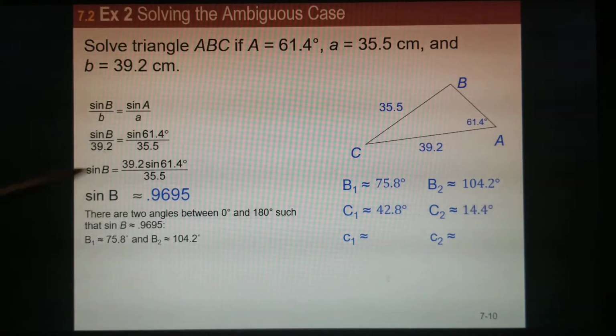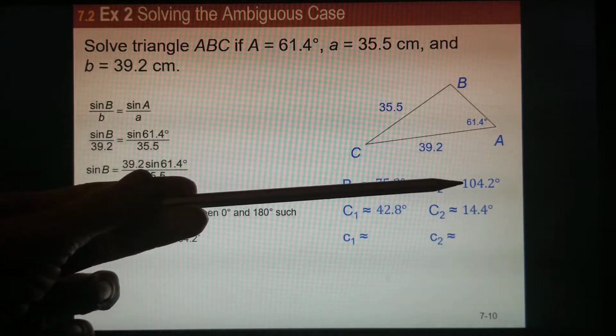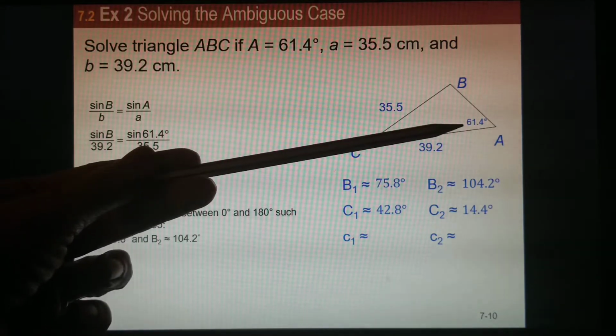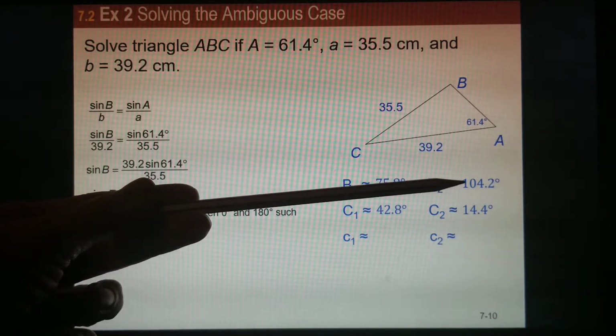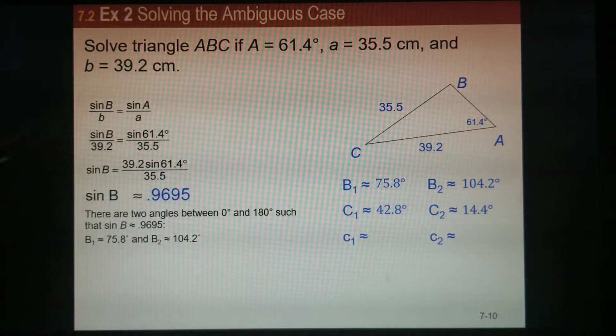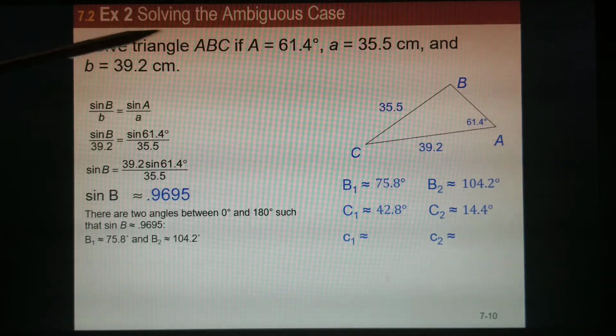Then from there, I want to get the other angle C. So now if angle B was 104.2 and angle A was 61.4, I'd add 61.4 and 104.2, take it from 180, and there's the other possible angle C. So what's happening right now is I'm going to get two different possible triangles that would fit this scenario up here.